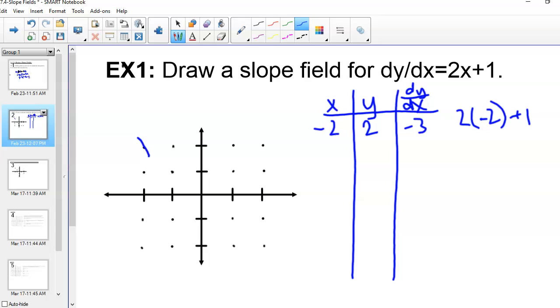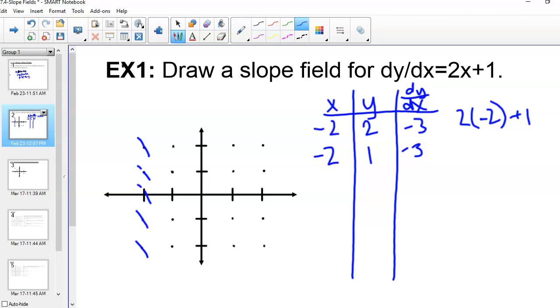Well, if I go down to negative 2, 1, I'm going to get the same answer. I'm going to get a negative 3 here because the x-coordinate is still the same. So I'm going to have a slope of negative 3 here. And then all of these points in this row where x equals negative 2, they're going to have a slope of negative 3.